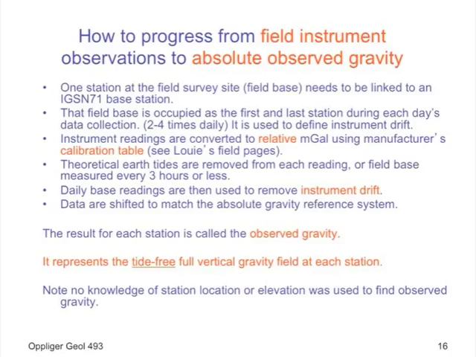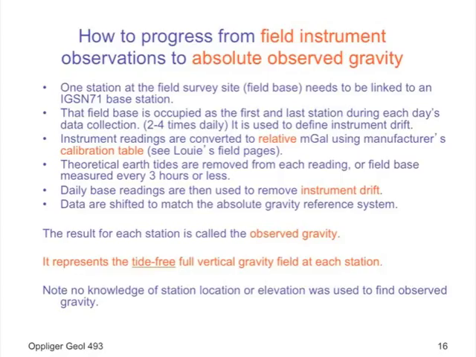Now you use that to define instrument drift, right? As the tide goes by, there's earth tide, which was talked about in GPH 333. Every 6 hours, you're going from a tidal maximum to a tidal minimum in the earth tide. So if you measure every 3 or even better 2 hours, then go back to your field base station.